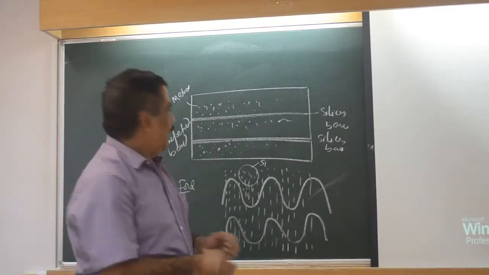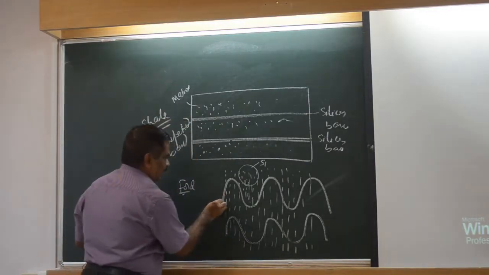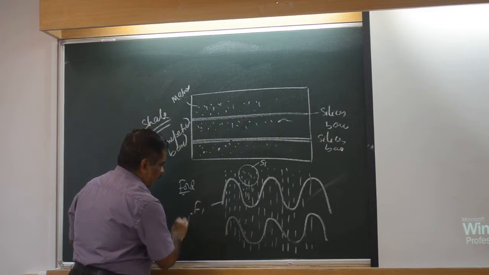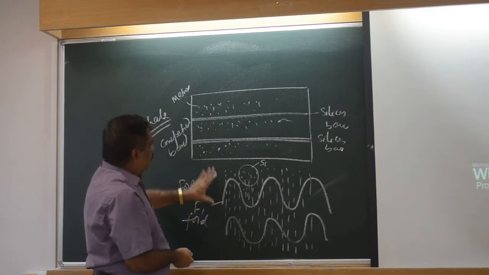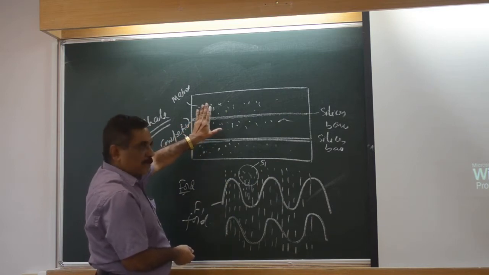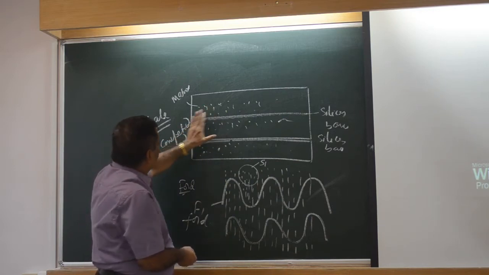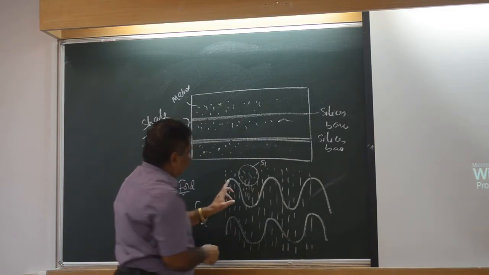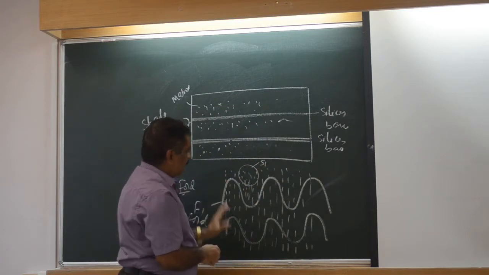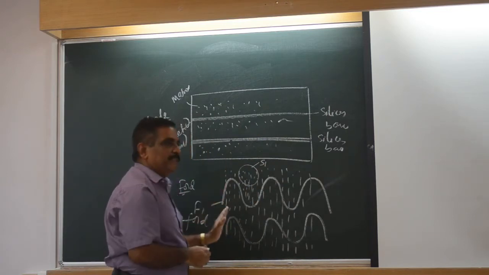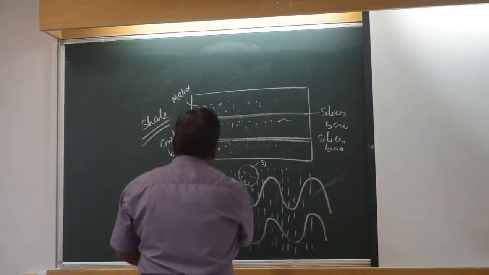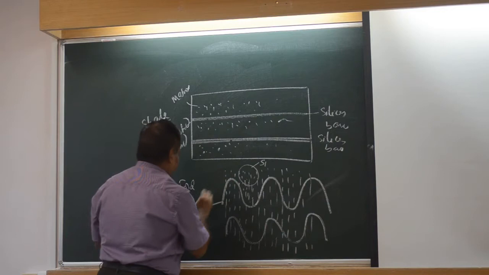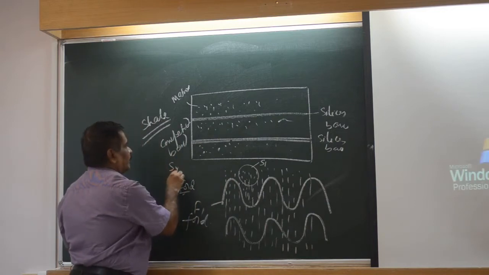Understood? And this fold is an F1 fold. From an almost original or virgin rock, you are giving a compression and you are developing a fold. Simultaneously, you are developing this schistosity or the foliation. So this F1 fold and this schistosity are simultaneous or synchronous.